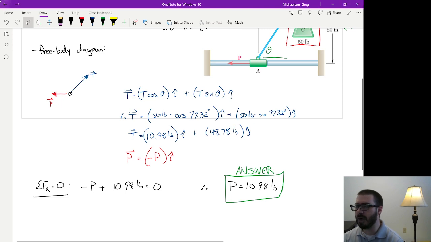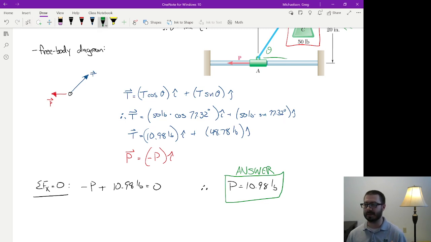Now, before we move on to the homework hint, one of the things I did want to make sure everybody's clear on is that, again, this free body diagram is incomplete. The easiest way to see why it's incomplete is to look at the sum of forces in the y direction. What you see is there's 48.78 pounds going up, but there's nothing going down.